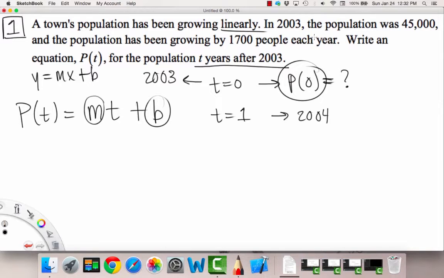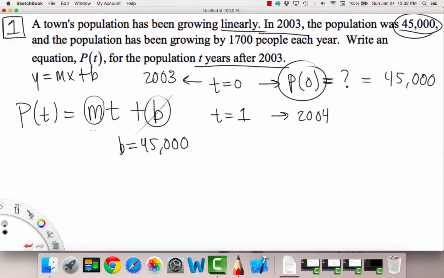And lucky thing, the problem provides that for us. It says in 2003 the population was this number right here. So P of 0 is equal to 45,000. Thus, we found our y-intercept, or our b. So b is equal to 45,000, and we have one part down.